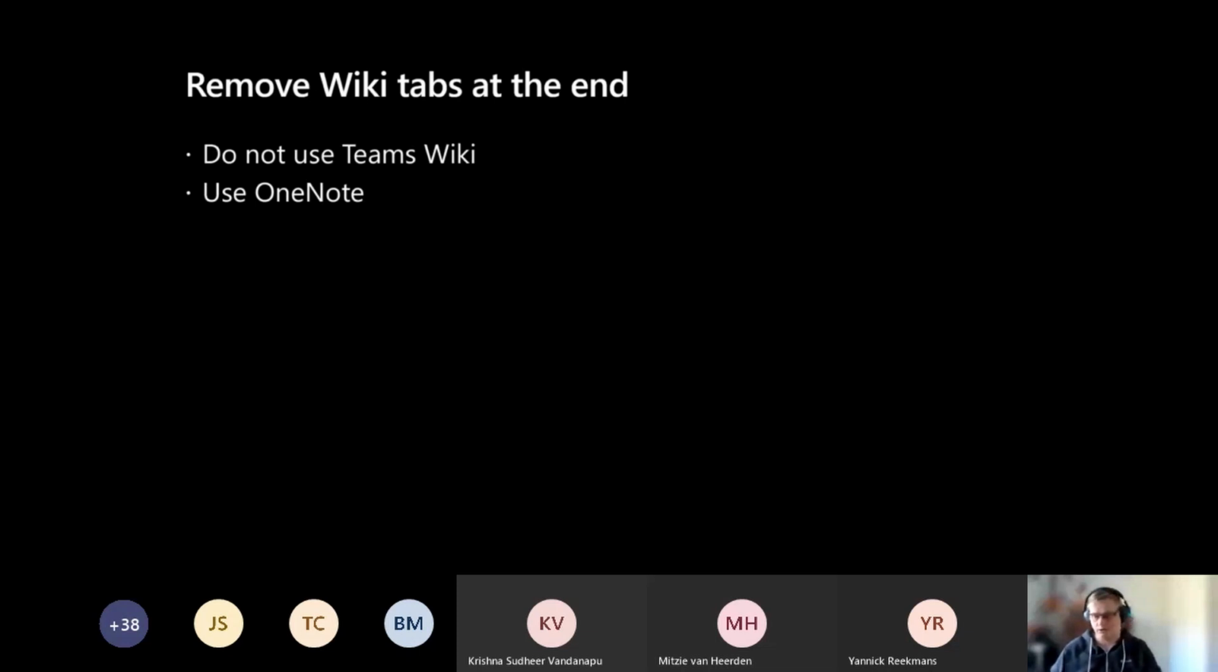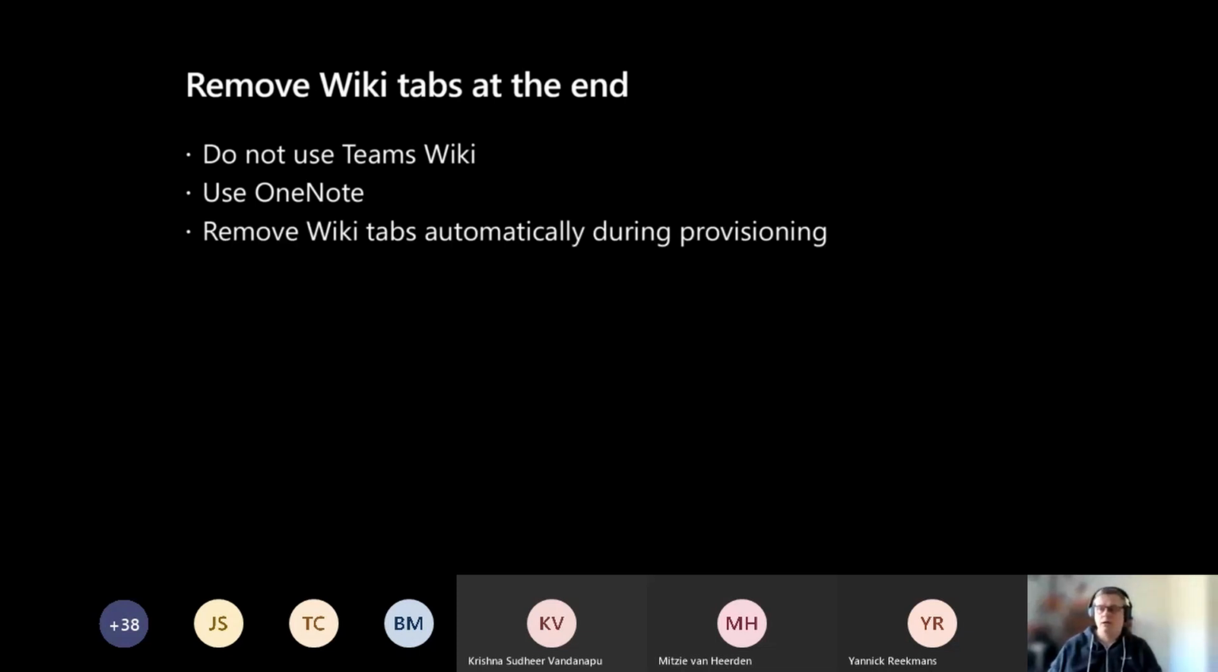Add the OneNote there. And one thing you can do with the auto provisioning is to remove the Wiki automatically from all the channels you have created. So the Wiki is not there to bug the people. They can add it manually if they want, but that's a step they have to deliberately take.